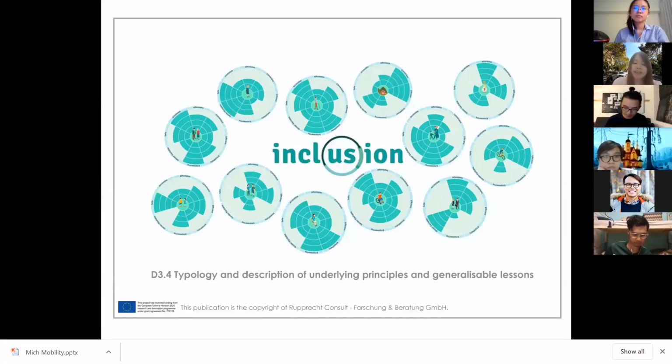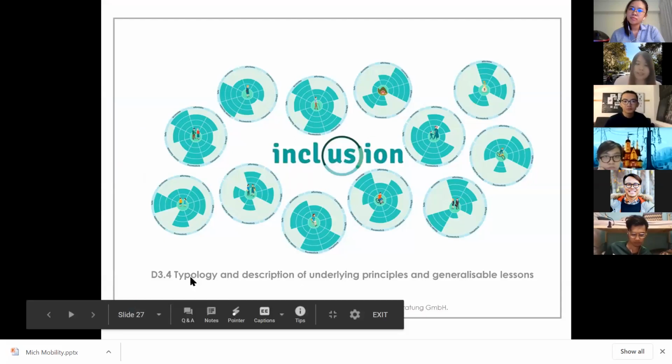policy making part. So Inclusion is a project I worked on with Rupert Consult. It is part of my internship, and it's a project funded by the European Union. The project I work on is one of the deliverables of the project.